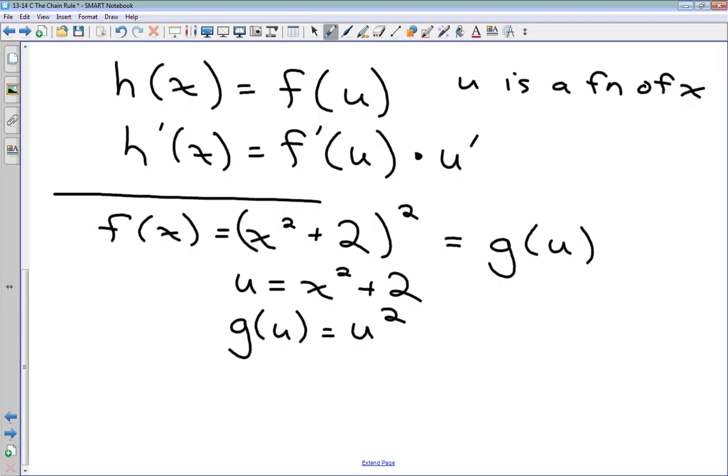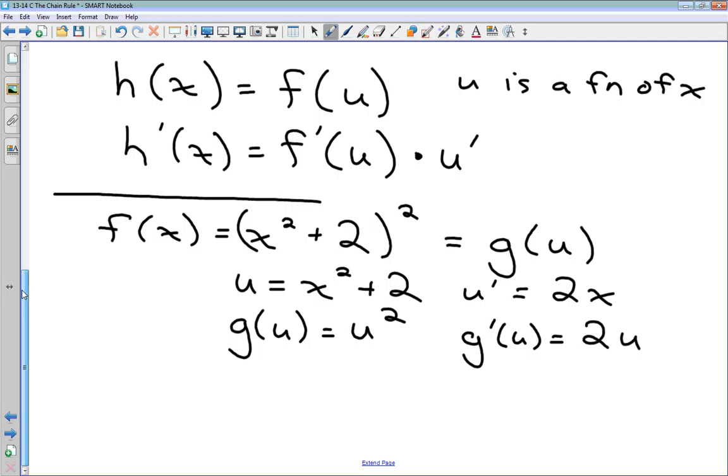Okay. So our function f at x is two functions composed together. Our inner function is u, which is x squared plus 2. Our outer function is whatever that inner thing is, all squared. Okay. Chain rule says that to find the derivative of f, we need the derivatives of both of these functions. So we can find u primed, and we can find g primed at u. Well, u primed is going to be just 2x. g primed is going to be 2u. Okay.